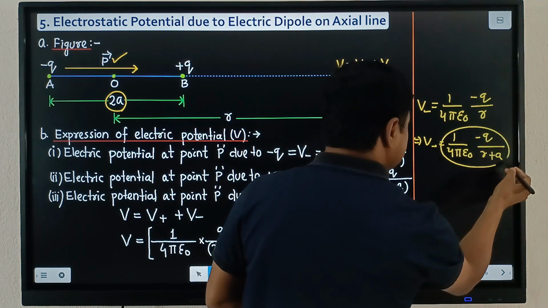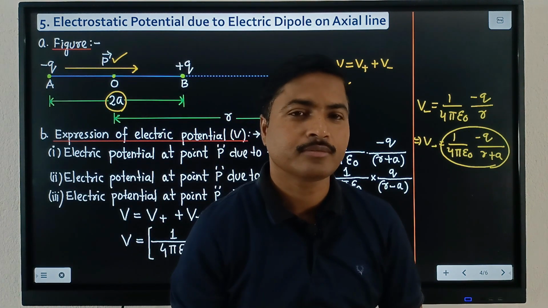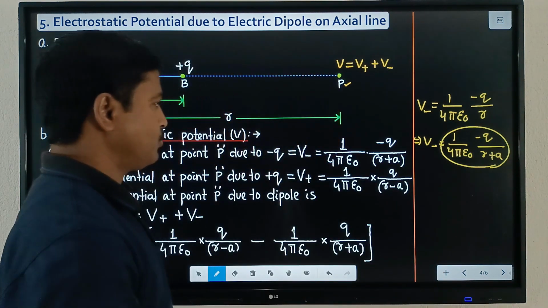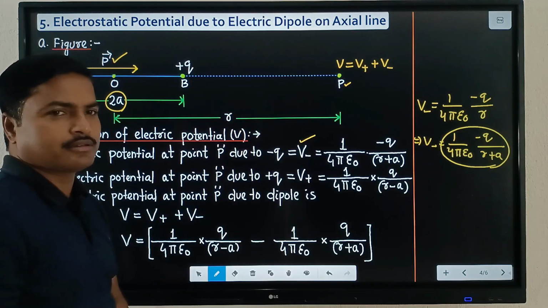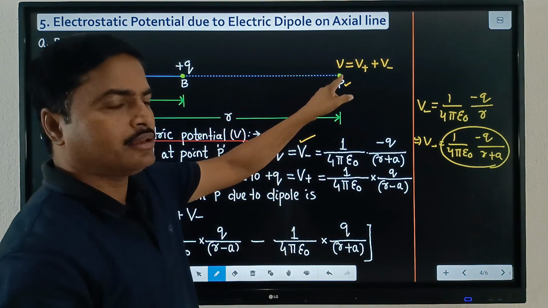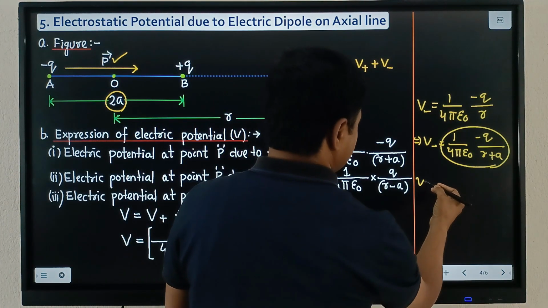This is the electric potential at the observation point due to the minus q charge. That is, we write V minus. Similarly, we will calculate the electric potential at point P due to the plus q charge. For the plus q charge, we write V plus.